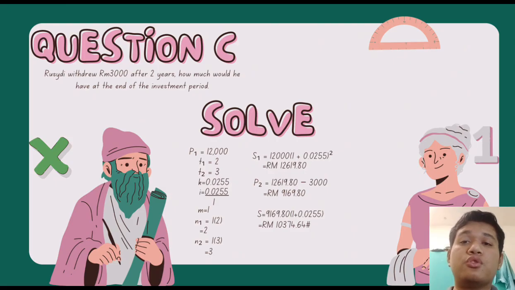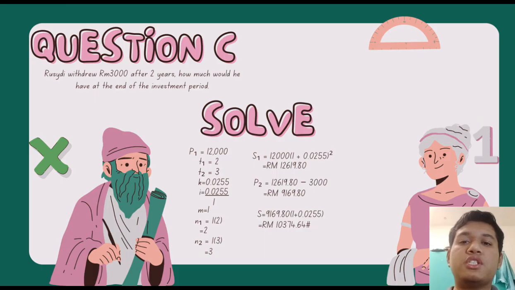Now we just need to substitute all of these values into the same formula again, which is S equals P(1 + I)^N. So we will get S1 equals 12,000 ringgit times (1 + 0.0255)^2. We will get 12,619 ringgit and 80 cents. The answer will be minus the 3,000 ringgit that Raub withdrew after 2 years. So 12,619 ringgit and 80 cents minus 3,000 ringgit, we are going to get 9,169 ringgit and 80 cents. So the 9,169 ringgit and 80 cents is our P2.